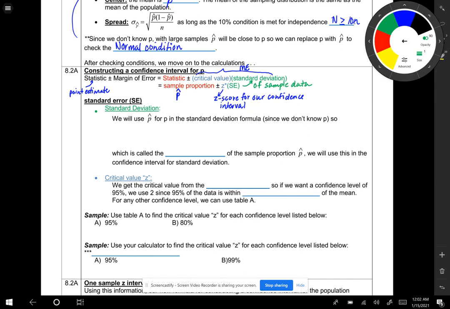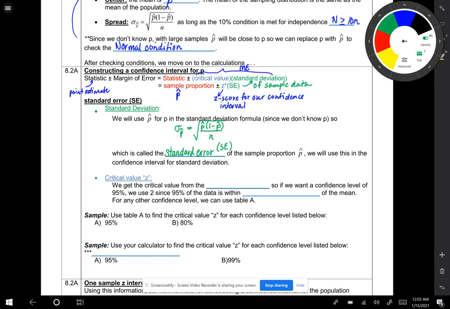For the standard deviation, we will use p hat for p in the standard deviation formula, since we don't know p. So this is what the formula will be. The standard deviation of our sample is equal to the square root of p hat times 1 minus p hat, divided by the sample size. This is called the standard error, SE of the sample proportion p hat.